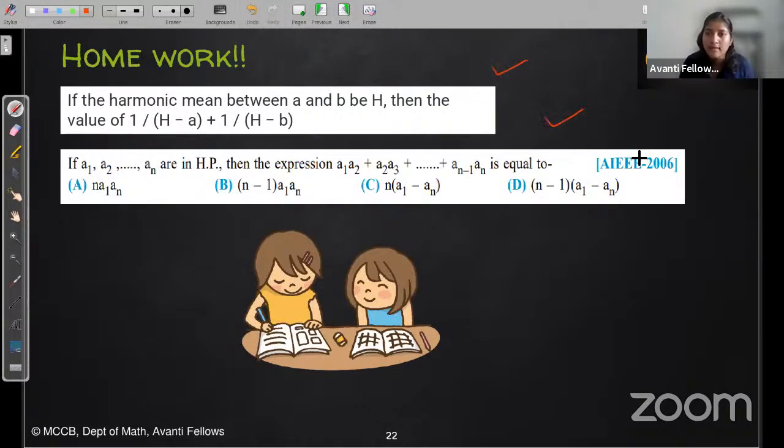So this was the question asked in the AIEEE 2006. So please try to solve these questions, okay? Just try to find the answer of this. And let me know answer in the next class. Fine? So now let us revise what are things that we learned in our today's class. Let's have a quick revision.